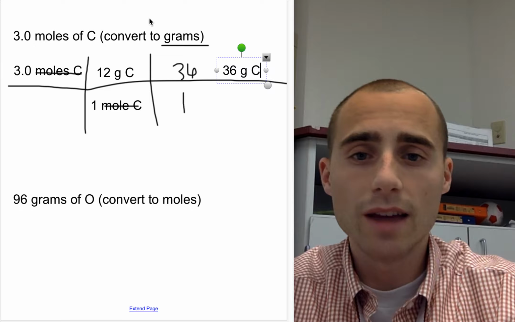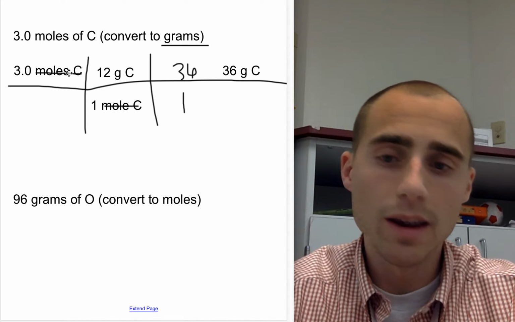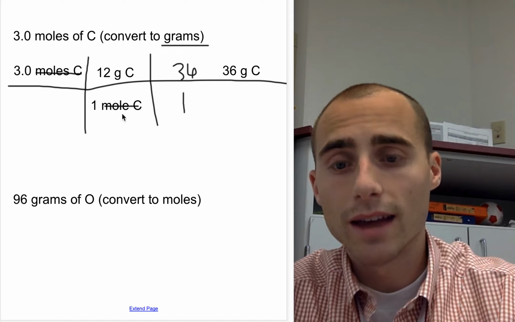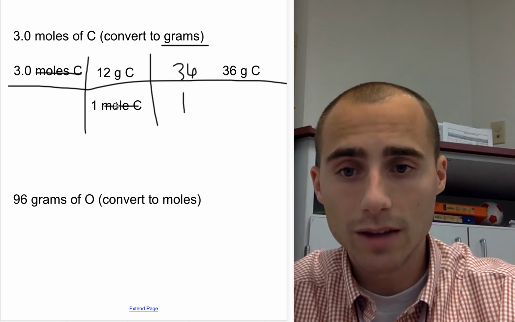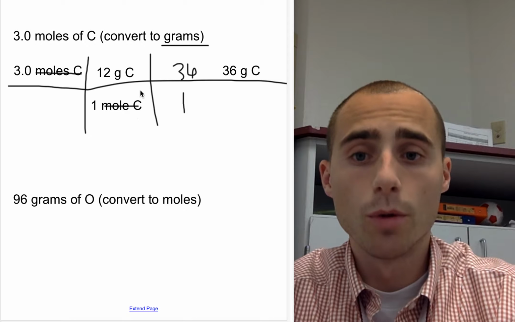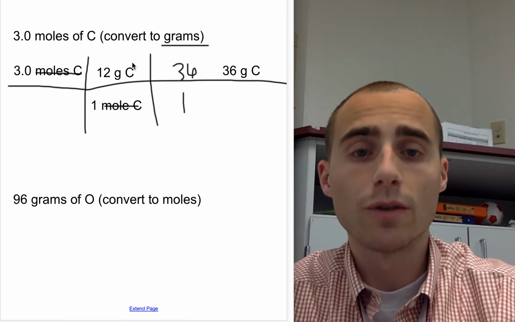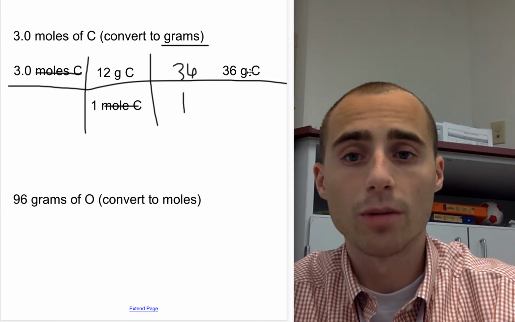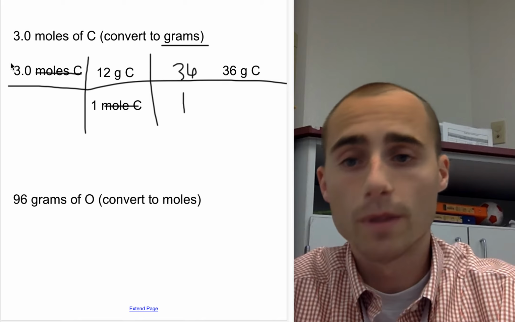So you see how we did that, how we went through that? Started off with our given, had to cancel that out. Remember, you want to use 1 down here whenever possible. Cancel that out with 1 mole of carbon. And then these two, if they're right on top of each other, have to be equivalent. 1 mole of carbon is the equivalent of 12 grams of carbon. So we end up with 36 grams carbon is equal to 3 moles carbon.